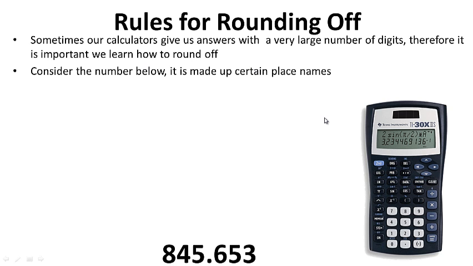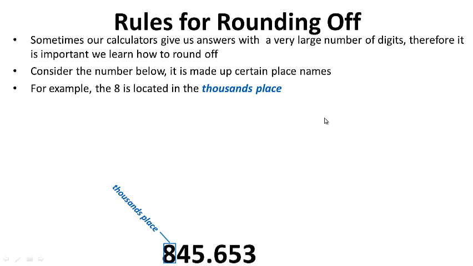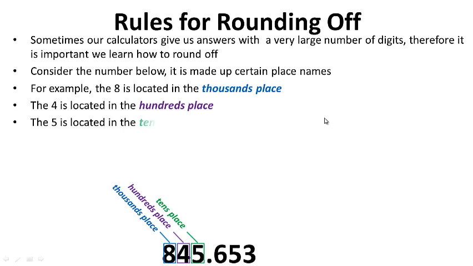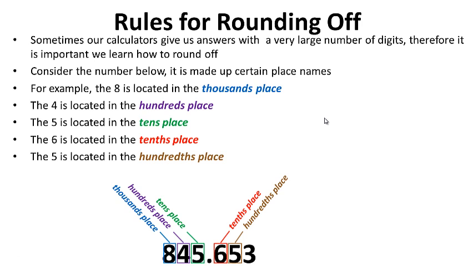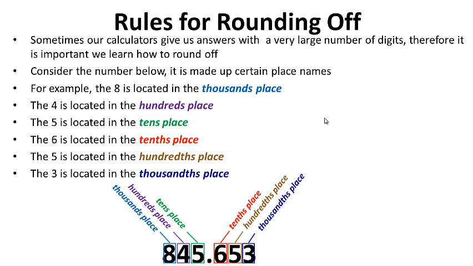It's made up of certain places. We have the thousands place, the 4. We have the hundreds place, the 5. We have the tens place, the 6. We have the tenths place, the 5. We have the hundredths place, and in the 3, we have what's known as the thousandths place, with a th on the end.